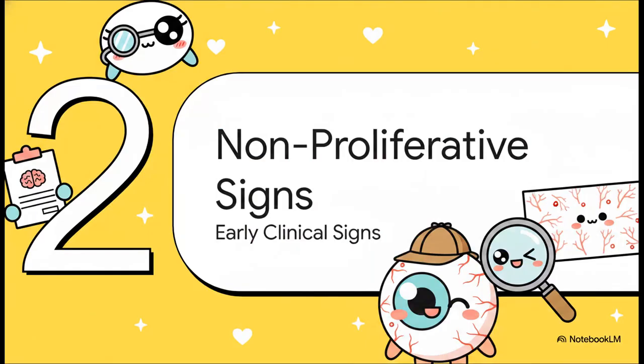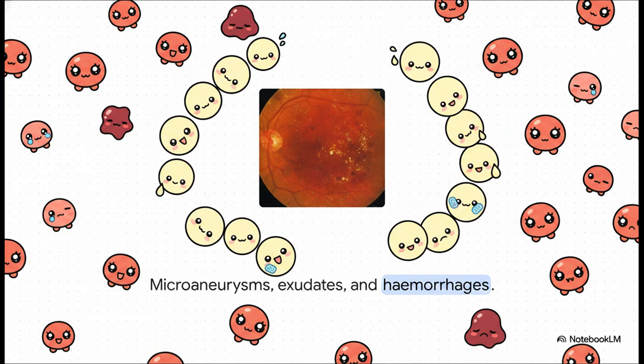Moving along to Section 2, non-proliferative signs. Let's look at those early clinical indicators. Now we move to the objective exam. Look really closely at those tiny red dots on the image. Those are microaneurysms, which is usually the very first clinically visible sign. A great way to remember this is to think of them as little balloons forming on weakened blood vessels.